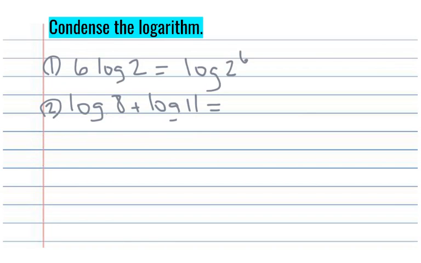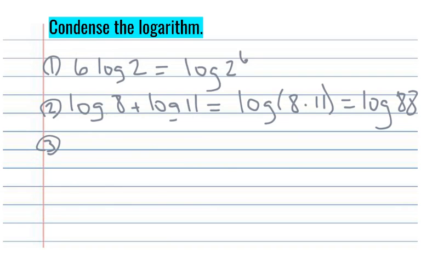So if we look at our little problem, with our addition here, we see that that's following the multiplication property. So we can condense this into one log and write it as log of 8 times 11, which is just going to give us log of 88. All right, let's move on.